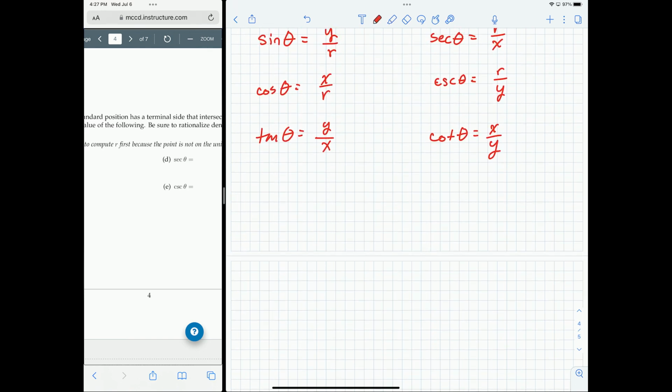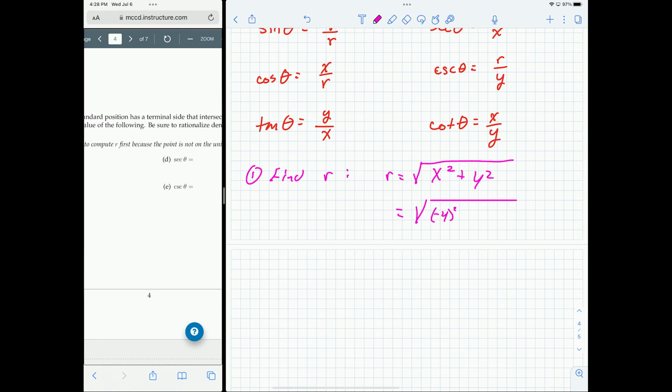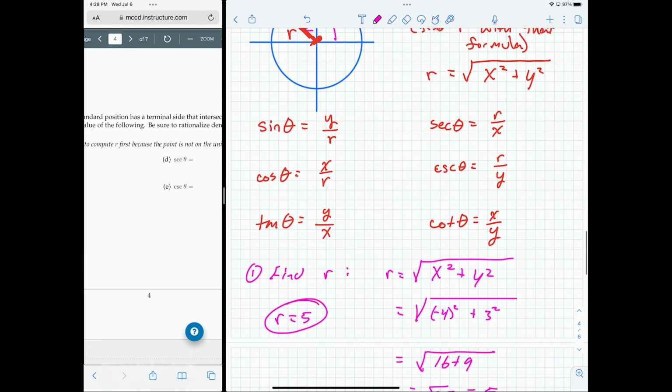So for this problem, step 1 is find r. We know that r is going to be the square root of x squared plus y squared. What are our numbers? -4 and 3. So -4 squared and 3 squared, which is the square root of 16 plus 9, which is the square root of 25, which is 5. So r is 5.